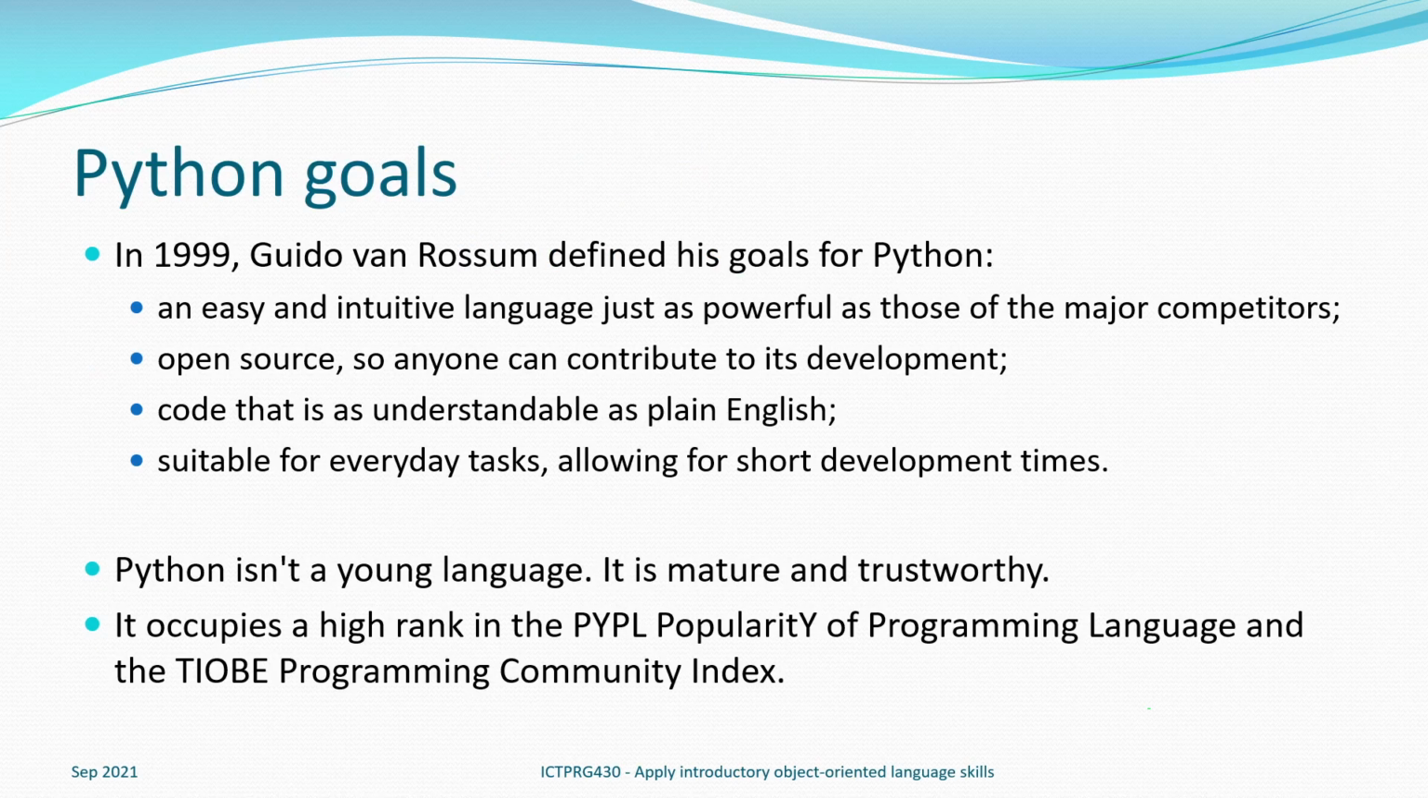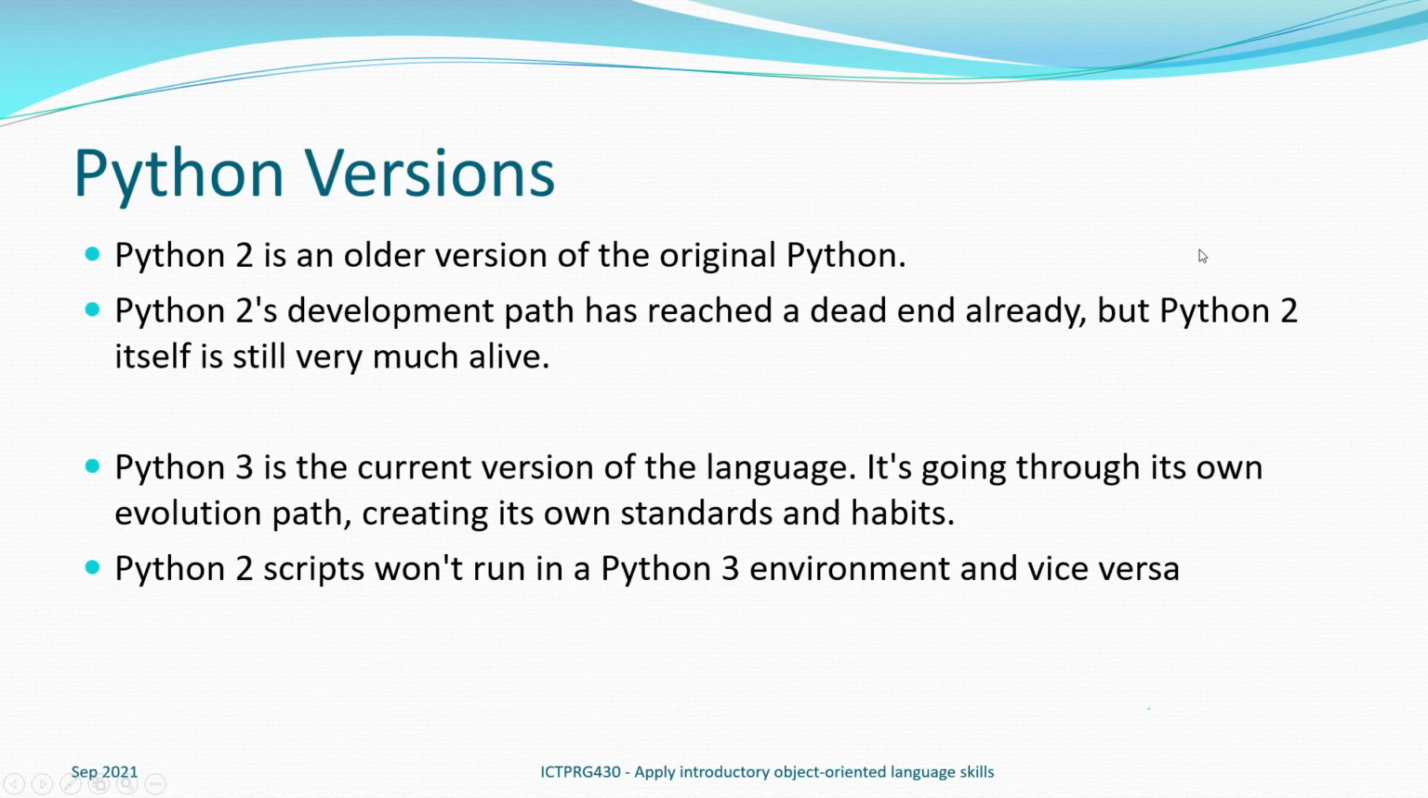So the goals for Python as a language were for it to be easy and intuitive, open source so anybody can contribute to its development. It needs to be easy to read in English, suitable for everyday tasks so that it can be used to do just about anything. It is a trustworthy and mature language as far as programming is concerned. And if you look at the popularity of programming languages, it's up there. Depending on which one you look at, it's in the top 5. So enjoy. It's quite useful.